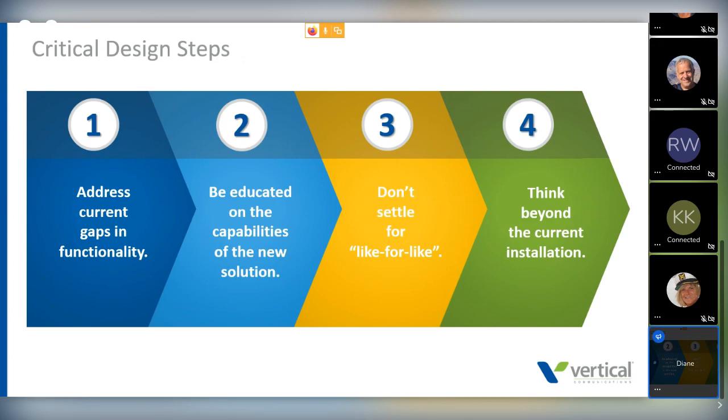The first thing you need to look at is you have current gaps in your functionality. You're going out, you're implementing a new system. What are those current gaps? What's not working today? What are you hoping is going to be resolved as you move forward with this implementation?